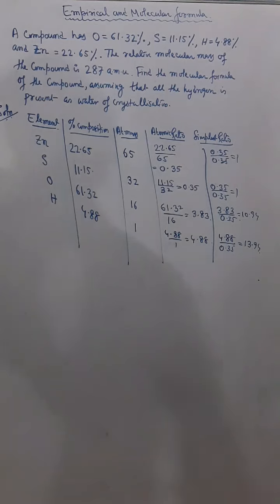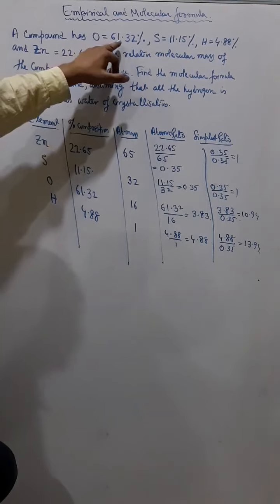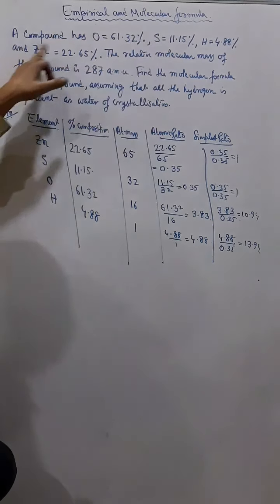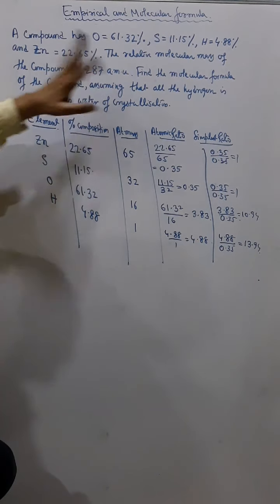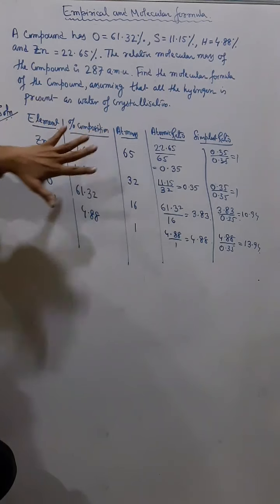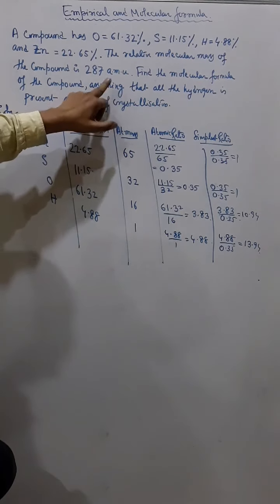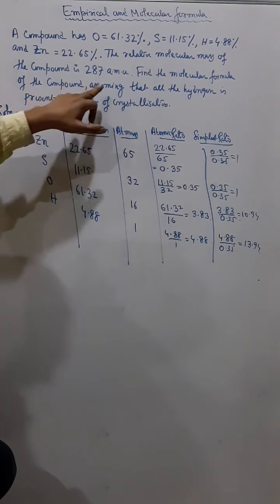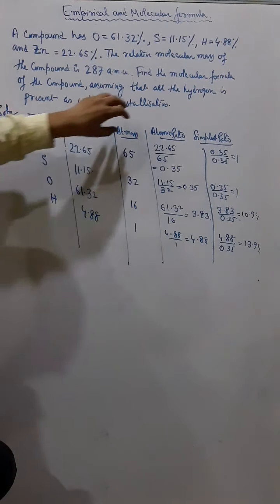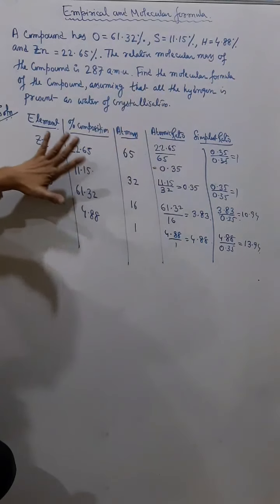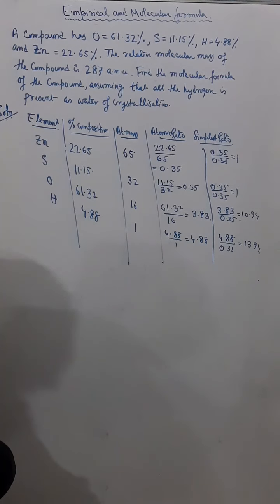Okay, now see this sum. Here they told a compound has oxygen this much percent, sulfur, hydrogen, zinc, all the percentages are given. The relative molecular mass is also given, 287, and we have to find the molecular formula. But at the end they have told to find the molecular formula of the compound assuming that all the hydrogen is present as water of crystallization. Only to explain you this part I am doing this sum, otherwise the sum is a normal molecular formula sum. I will explain you later. First let us calculate the empirical formula and then the molecular formula.